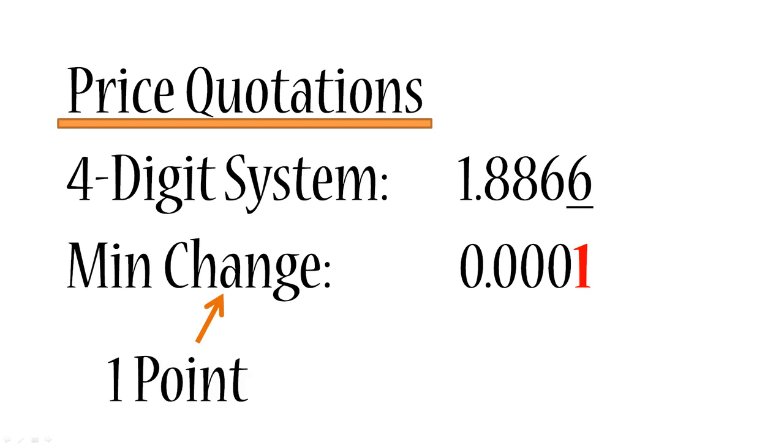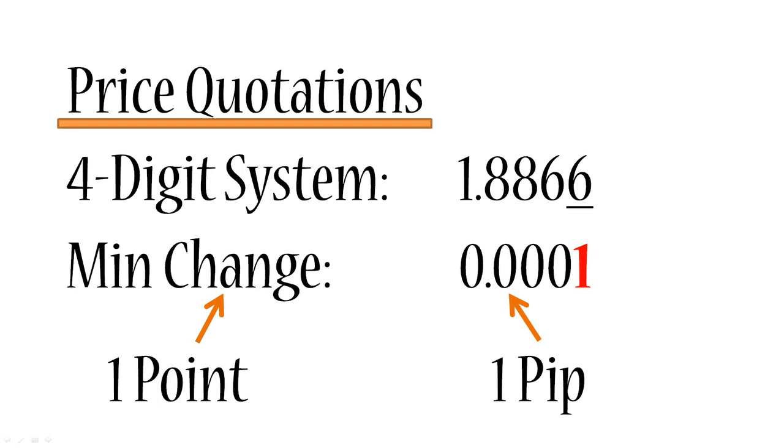So the minimum change is always called 1 point. And this value on the right, 0.0001, is called 1 pip. And that's important to keep these things in your mind separately. The minimum change is 1 point, and 1 pip is 0.0001. So in this case, the minimum change is equal to 0.0001, and that means 1 point is exactly equal to 1 pip. And that's going to be the case for every single currency pair if it is quoted in the 4-digit quoting system.